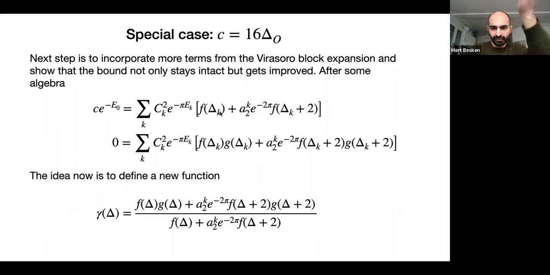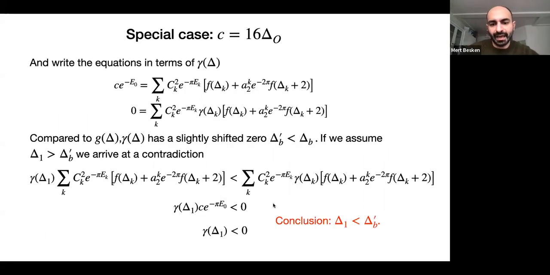So the 0 gets shifted leftwards a little bit, and you define new functions and look at their new zeros, which are slightly shifted. And okay, I'm going to just get to the end. What I'm trying to show you here is, as you keep adding more and more terms from the Virasoro block expansion, the bound keeps getting better and better.